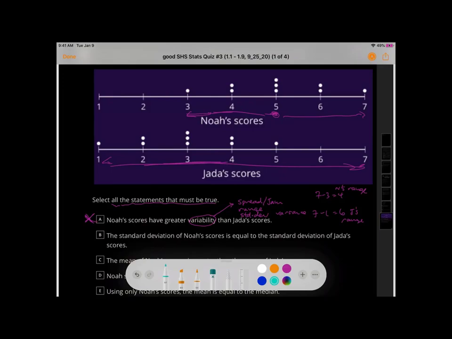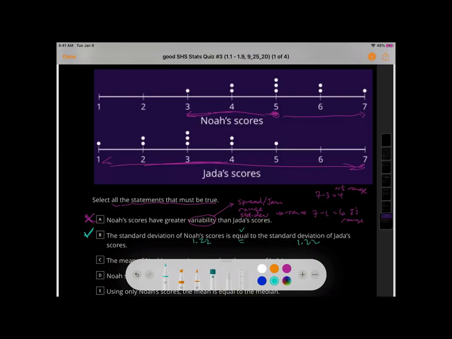Okay, so you can do this by putting it in your calculator. I'm going to quickly put this into my calculator. All right, so if you run through the calculator, they both have a standard deviation of 1.222. So are they equal? And that is true. Now, how do you do that? How do you do that visually?